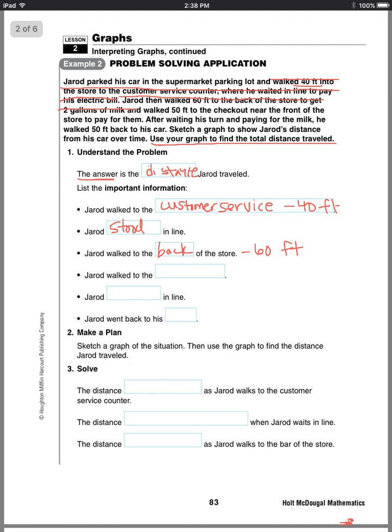Then he walked to the checkout. And it said it was 50 feet to the checkout. So now we can cross that part out. After waiting his turn to pay for the milk, he walked back to his car. So first he waited in line, and he walked back to his car, which says it was 50 feet back to his car.